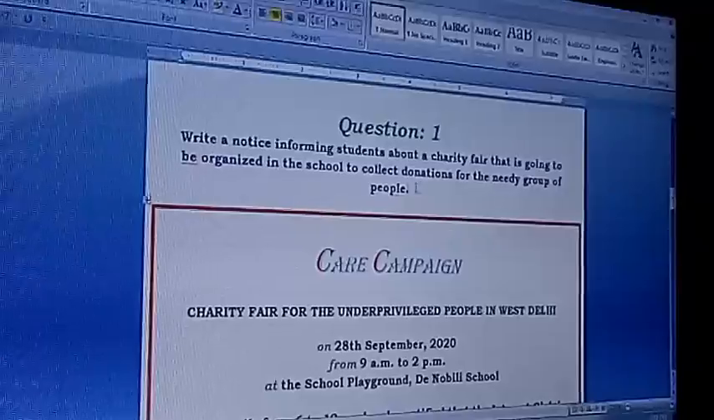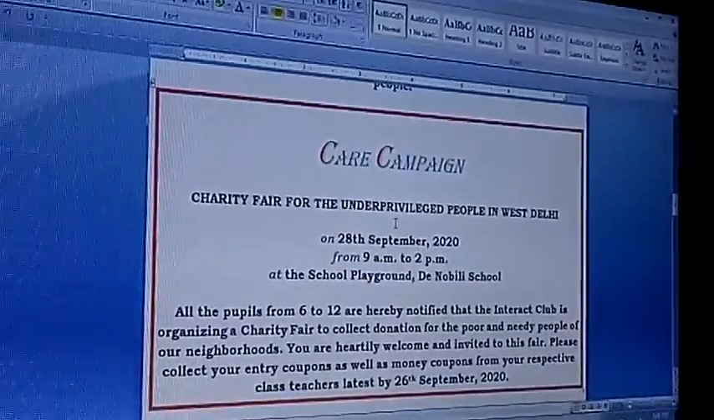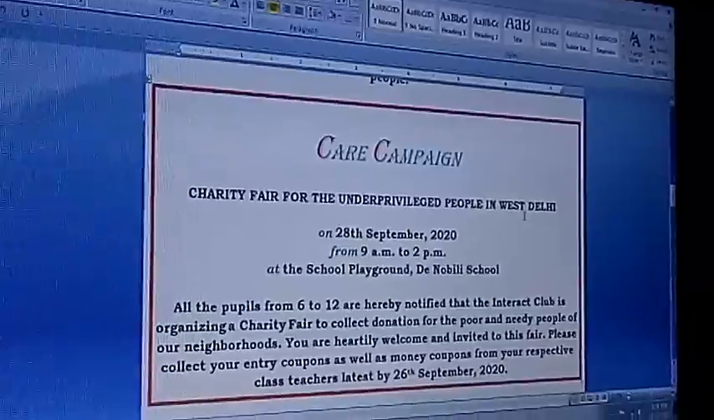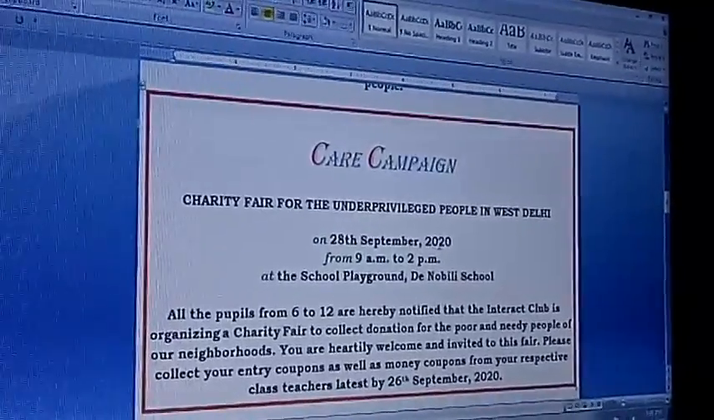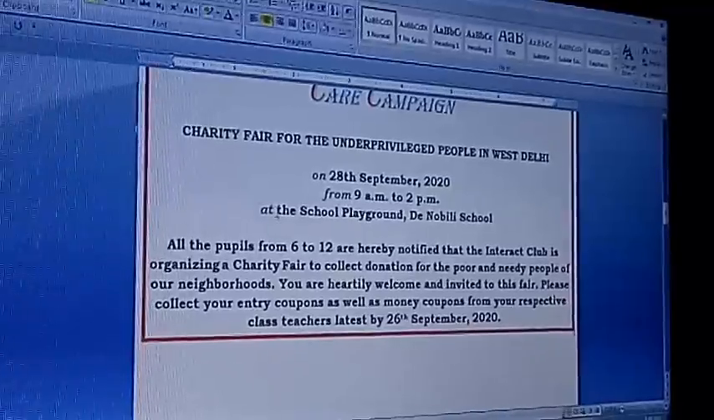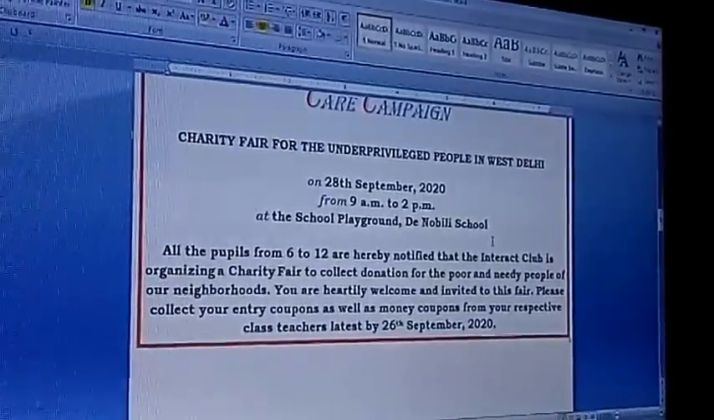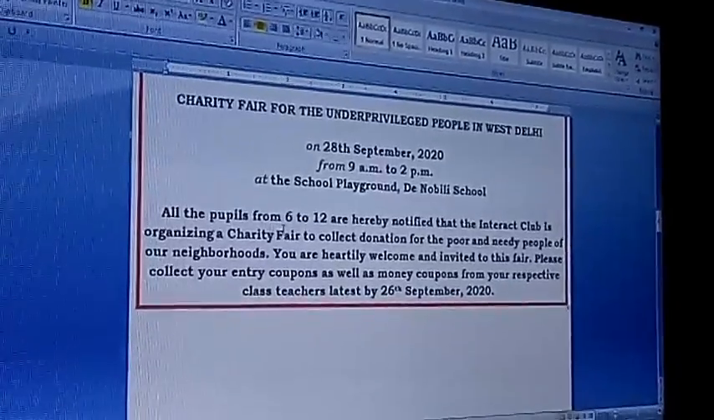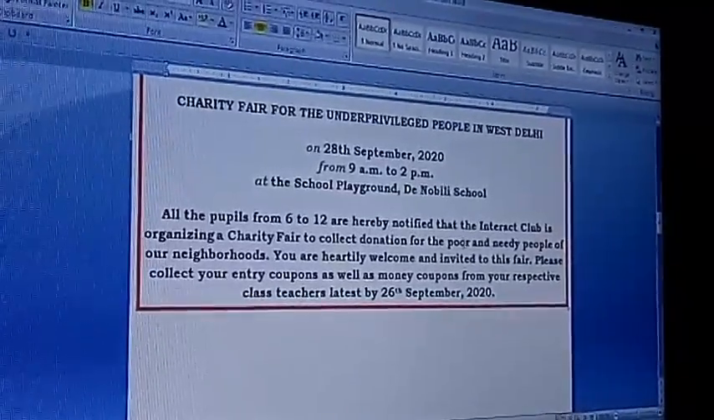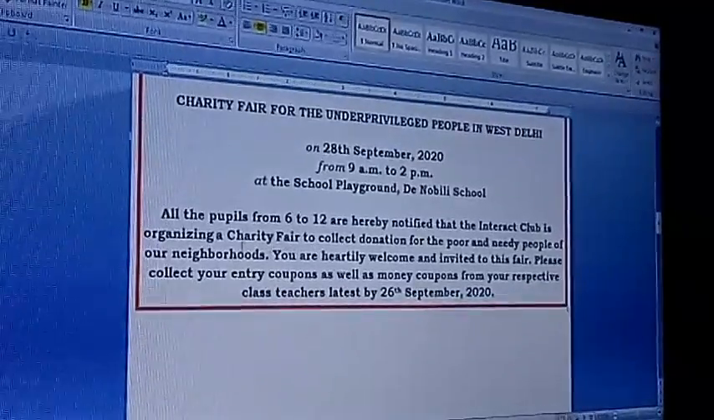Again, the topic is given: charity fair for the underprivileged people in West Delhi. The timing is all given here, as we have explained there, and you see what we are supposed to write. All the students from 6 to 12 are hereby notified that the Internet Club is organizing a charity fair.